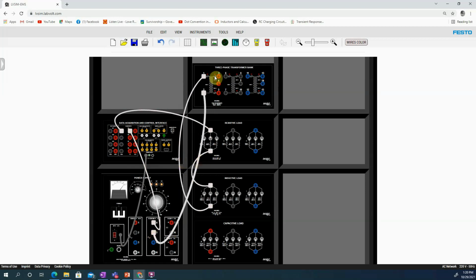Okay, and of course we need to measure the voltages, the primary. Okay, wait, why is it all white? Okay, we have to measure from here the primary. Okay, we have to measure the primary, right?